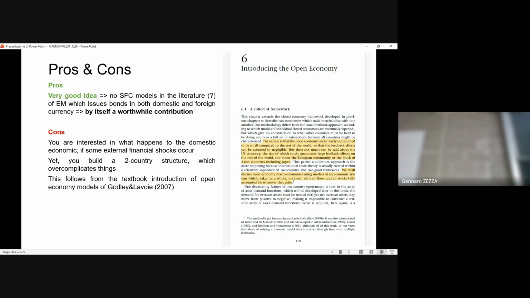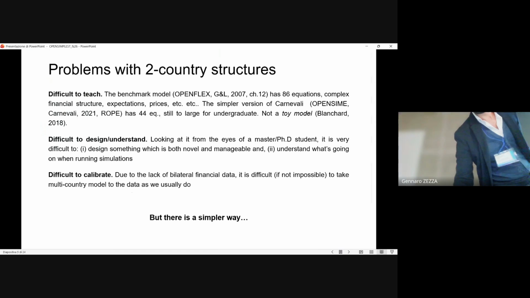Actually, there is. The problem with two-country models is that they're very complex. So especially if you're a master's student or a PhD student, and you're not that much into this literature, then it becomes challenging to approach the stock-flow world, if you're not already aware of the problem. So the two-country model has three main problems.